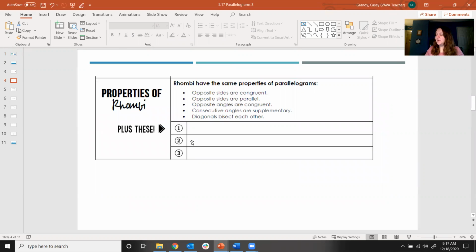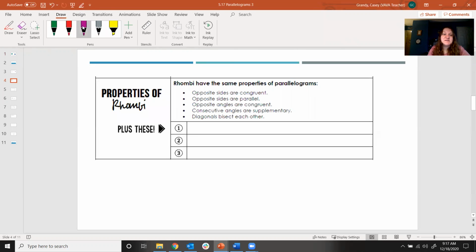Okay. So let's talk about rhombi. Rhombi have the same properties of parallelograms. So all of the properties of parallelograms that we've already learned, those are all still fair game. And then we're going to add some new properties. So in addition to the properties of a parallelogram, which are listed for you here, we're also going to say that all four sides are congruent.